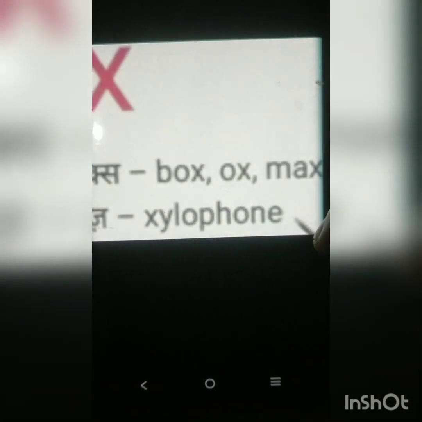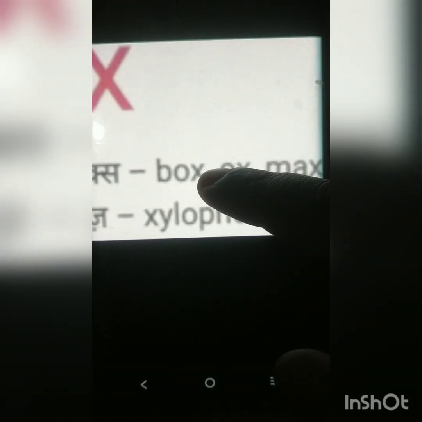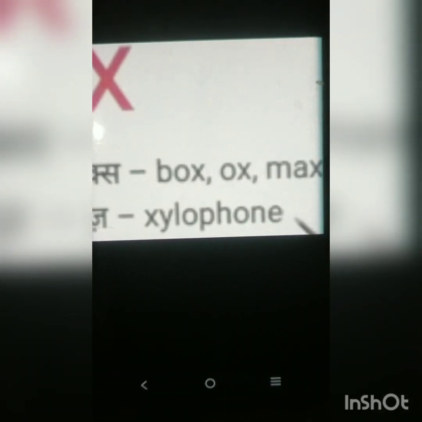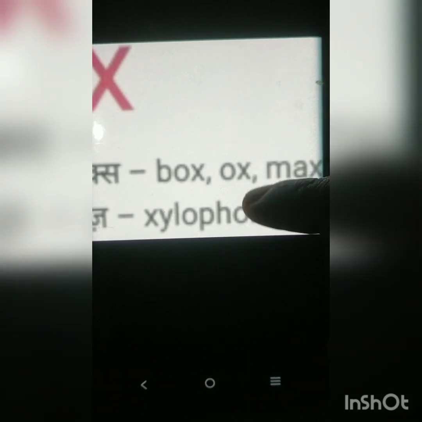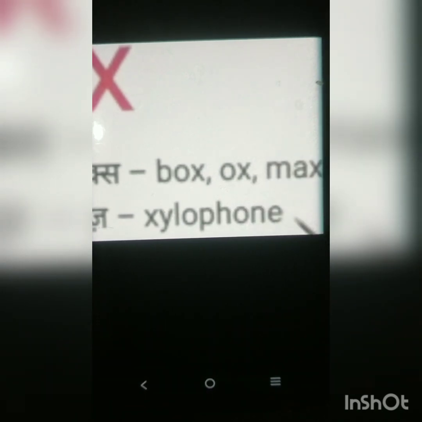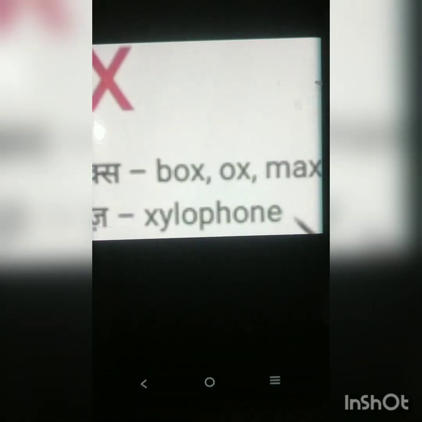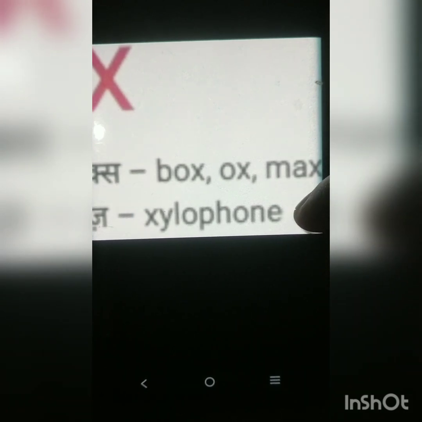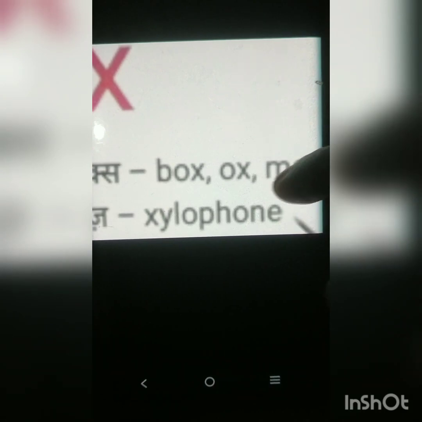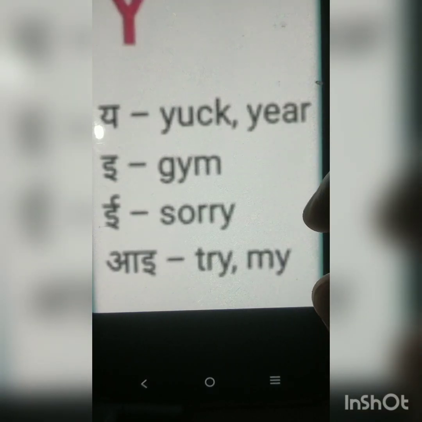Now X, you see, X has 2 types of sound. One is KS, and the next one is Z. So how is KS coming? You see B-O-X, box. O-X, ox. M-A-X, max. So the next X sound is Z. So xylophone. Xerox. Xylem. So these are the words where Z is coming.